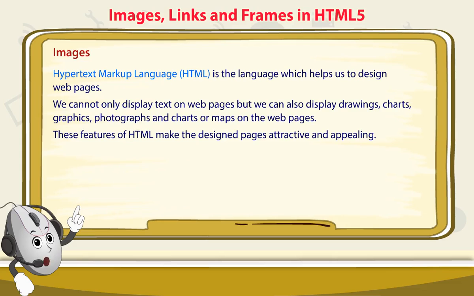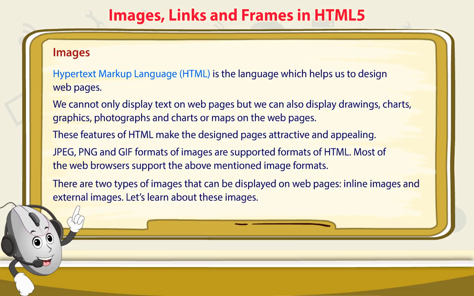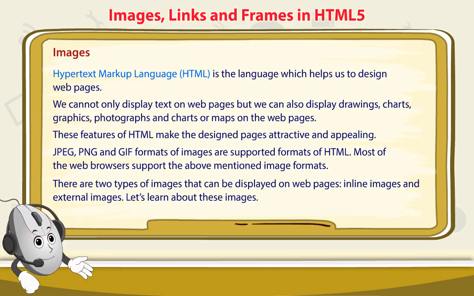These features of HTML make the designed pages attractive and appealing. JPEG, PNG and GIF formats of images are supported formats of HTML. Most of the web browsers support the above-mentioned image formats. There are two types of images that can be displayed on web pages: inline images and external images. Let's learn about these images.